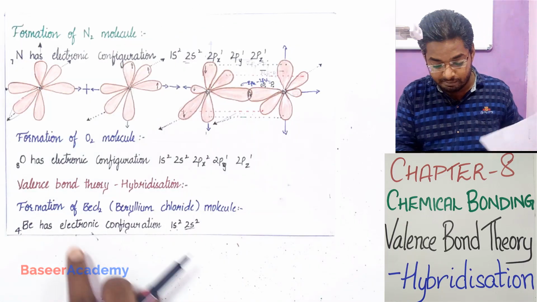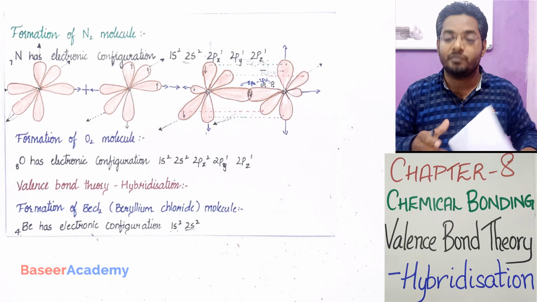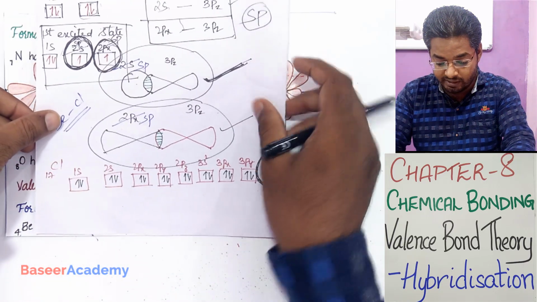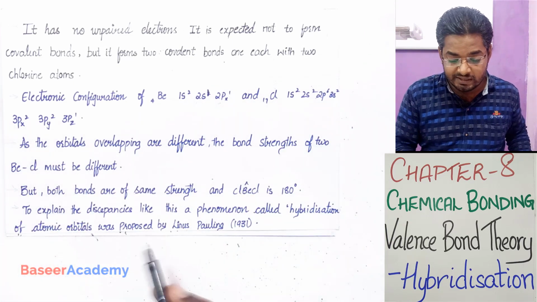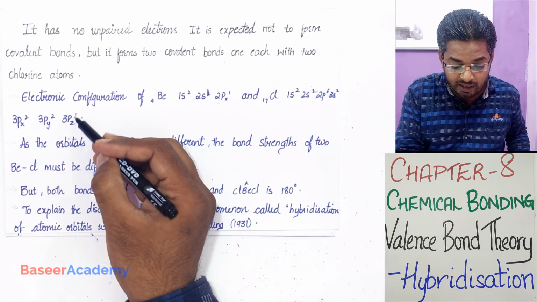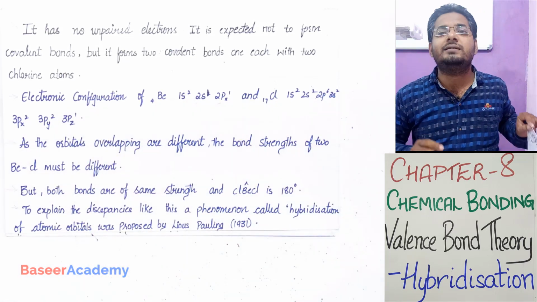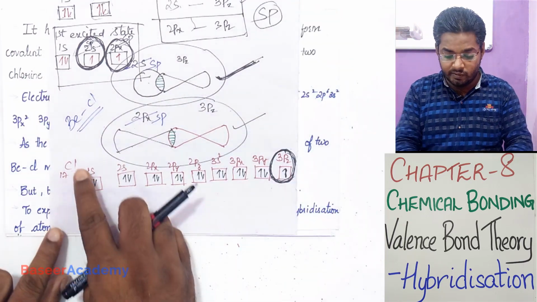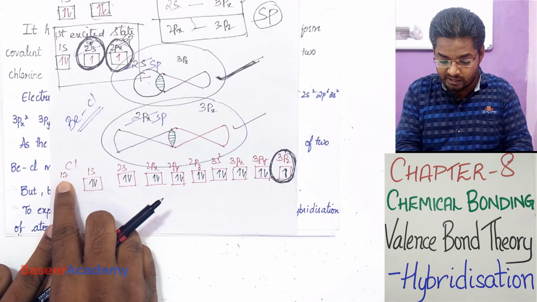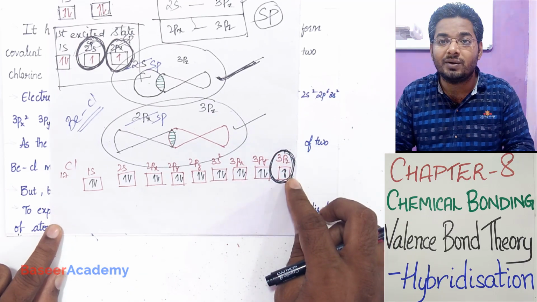Since beryllium is combining with chlorine, let us see the electronic configuration of chlorine also. The atomic number of chlorine is 17. From the electronic configuration of chlorine, we see that chlorine has one unpaired electron in the 3pz orbital. Let us see the same information in the form of a box diagram here. So chlorine with the atomic number 17 has one unpaired electron in the 3pz orbital.